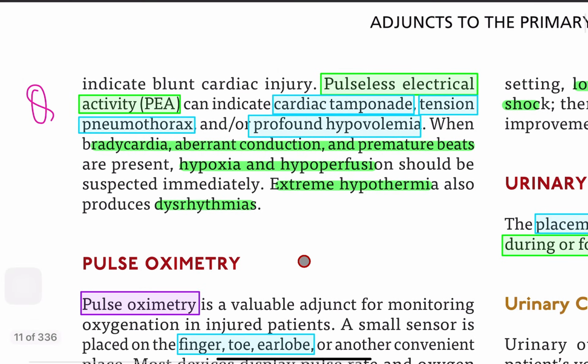So they can ask when you will see pulseless electrical activity. Okay. So examples are cardiac tamponade, tension pneumothorax. This you can remember. The third one is profound hypovolemia. Okay. So pulseless electrical activity is seen in cardiac tamponade, tension pneumothorax, and profound hypovolemia.